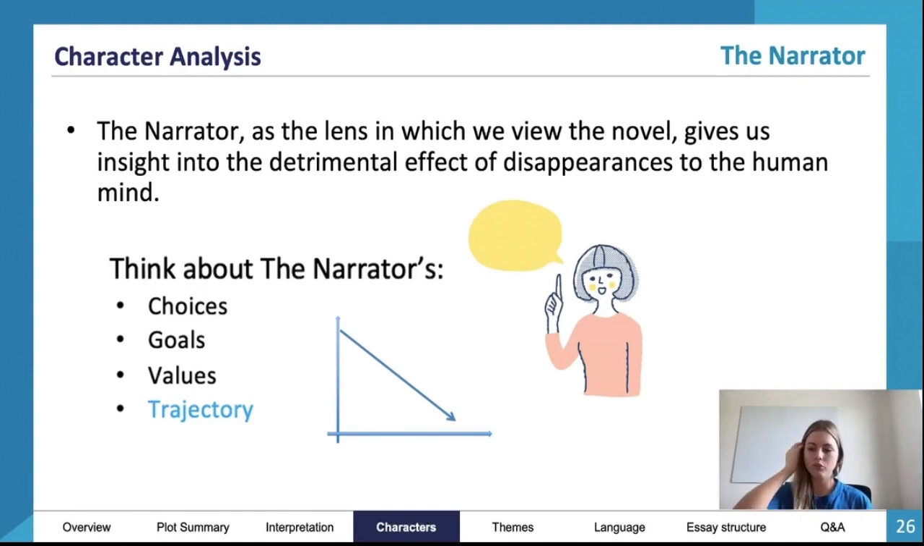So, when writing about characters, if you struggle with coming up with what to write about, or you lean into more summary, you might want to think about the narrator's choices, the narrator's goals, her values, and her trajectory. The trajectory of a character is how they progress throughout the novel or the text, whatever you're studying.